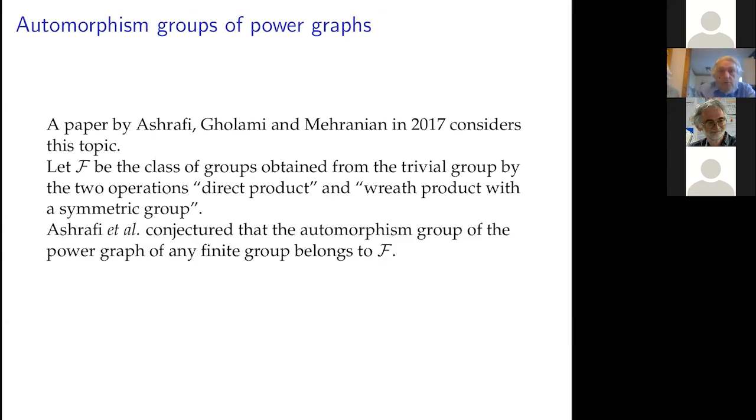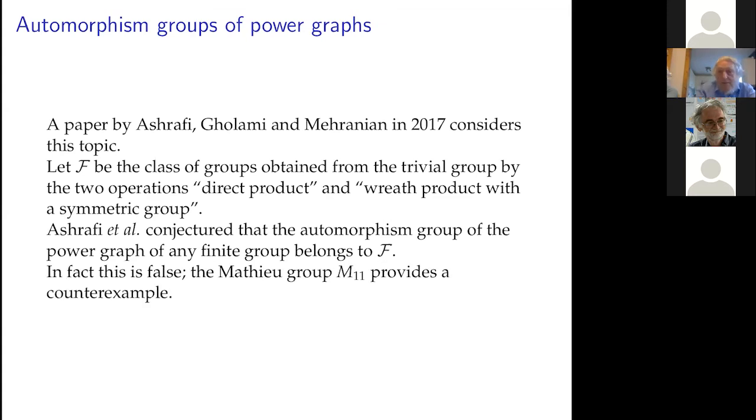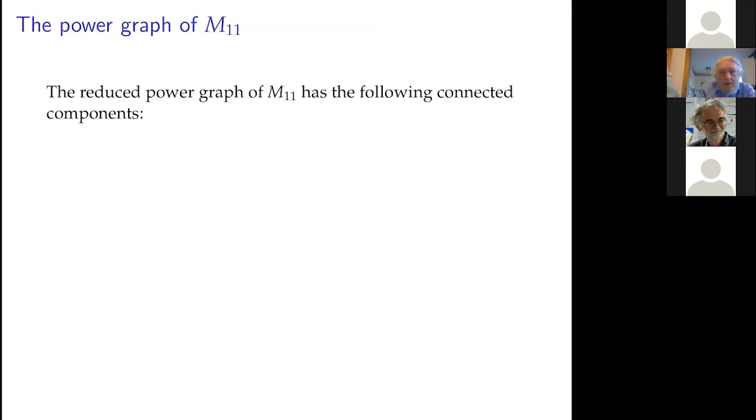And their conjecture was that the automorphism group of the power graph of any finite group belongs to the class F. Well, that's not actually true. M11 is a counterexample. And I'll just say a little bit about M11 here.